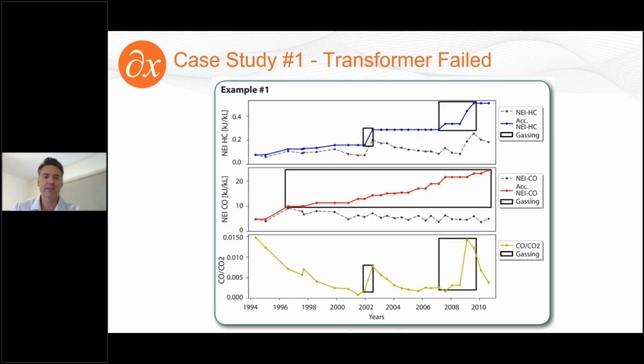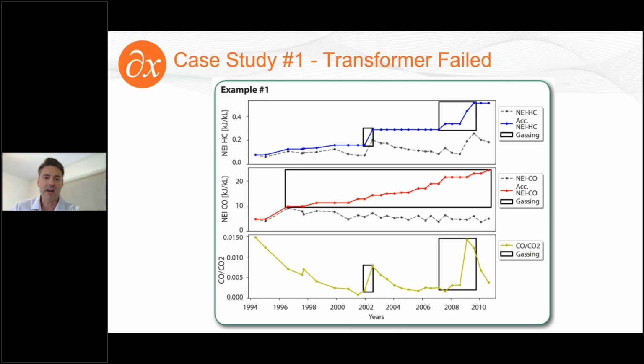So the first case study is a transformer that failed. So this transformer tripped due to a turn-to-turn arcing, and it was a complete surprise to the utility as the transformer never exceeded IEEE gas concentration or rate of change limit. So as a reminder, the red boxes show where significant fault gas production occurred.